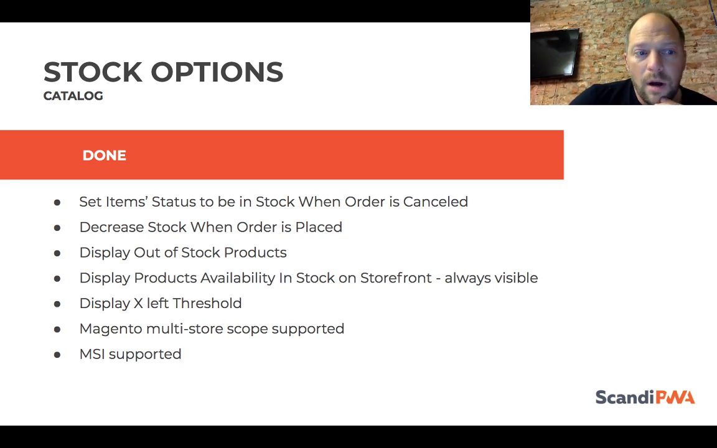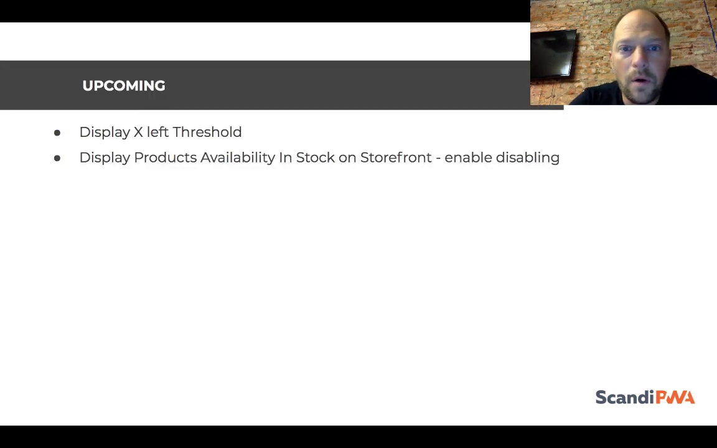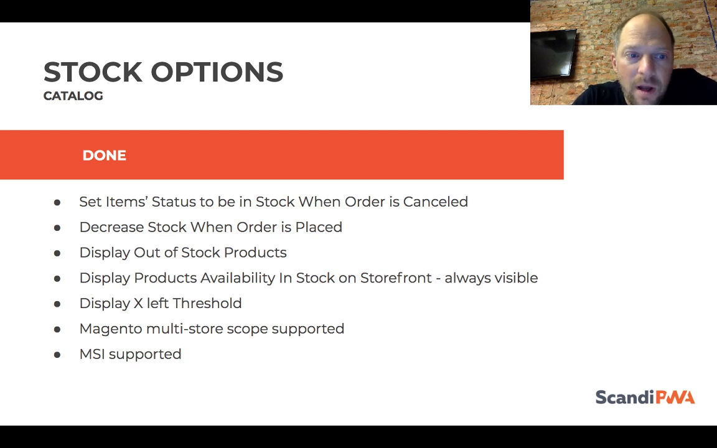With this, you can set display out of stock products to yes or no, and then if it's out of stock, it can still be displayed with an out of stock notification kind of sign, or it will be hidden. Display product availability in stock on storefronts: the in stock notification is currently always visible. In the next releases, we'll make it configurable, so you can hide it or keep it shown.